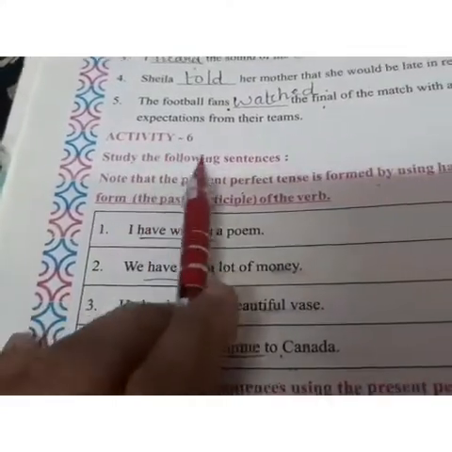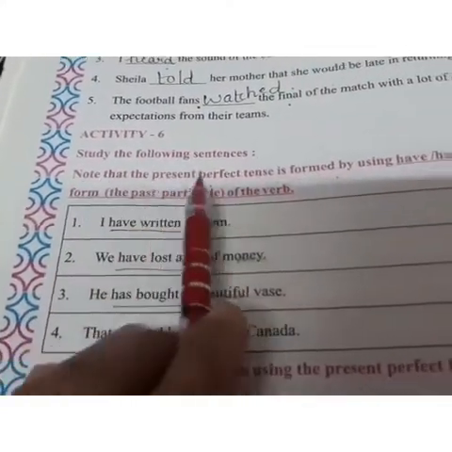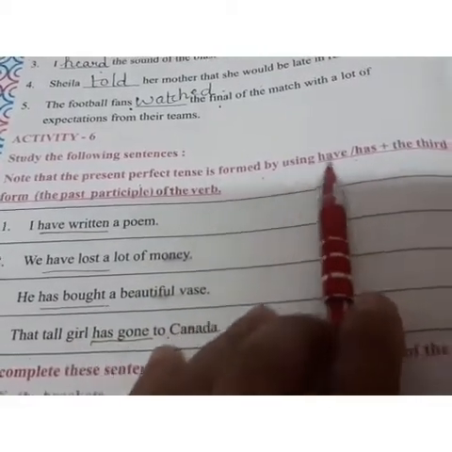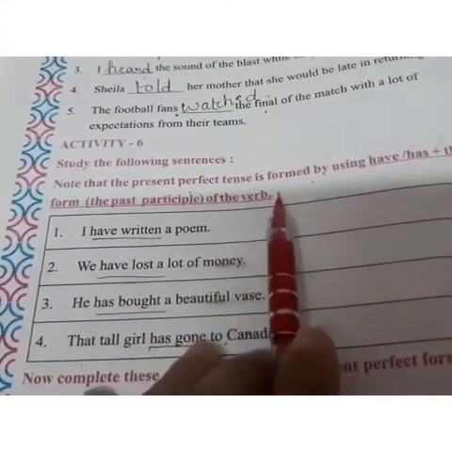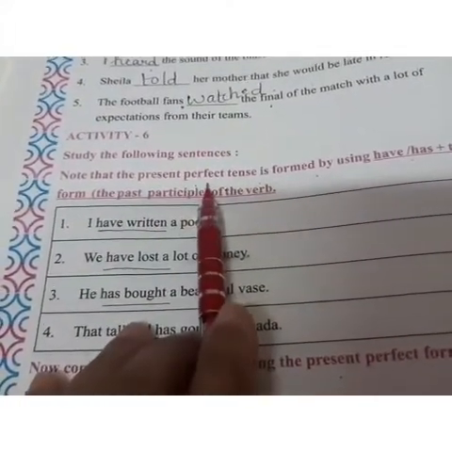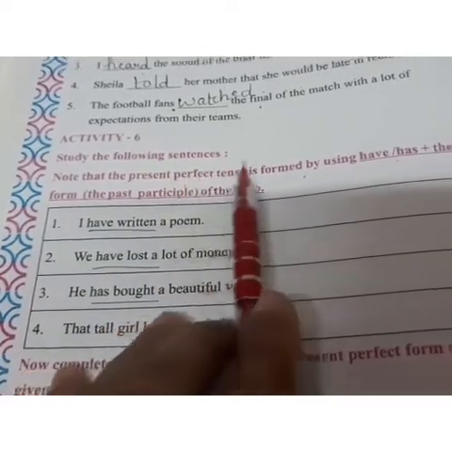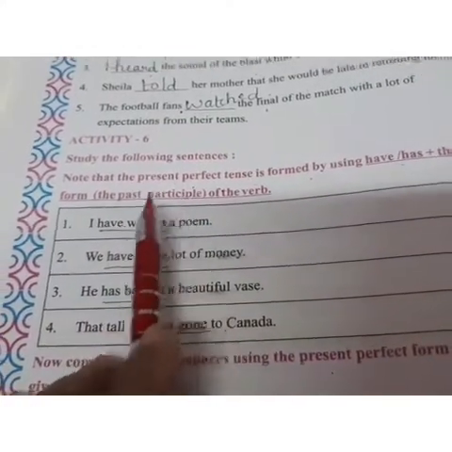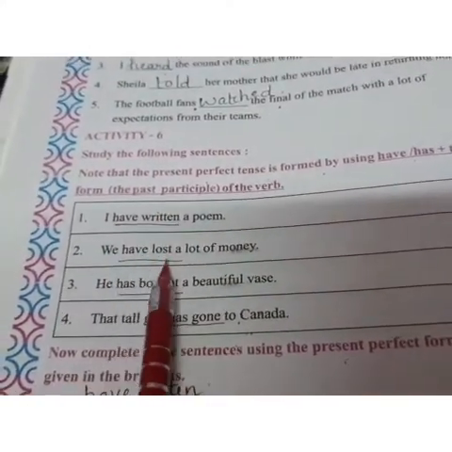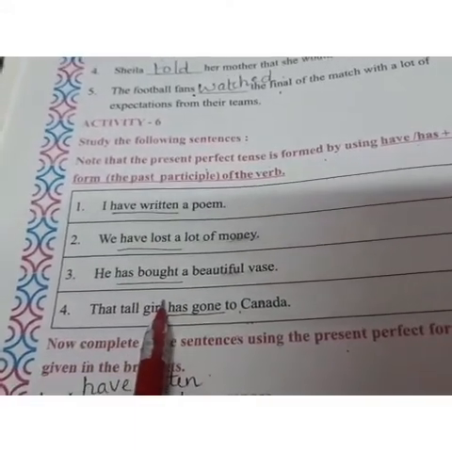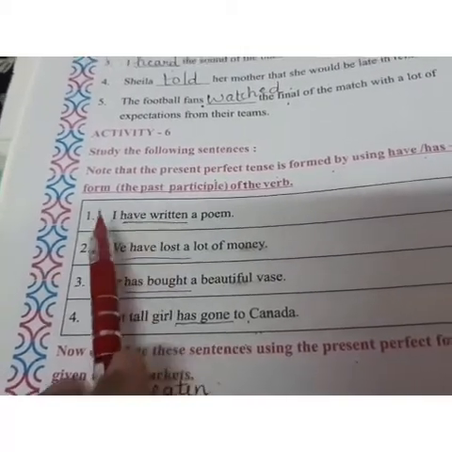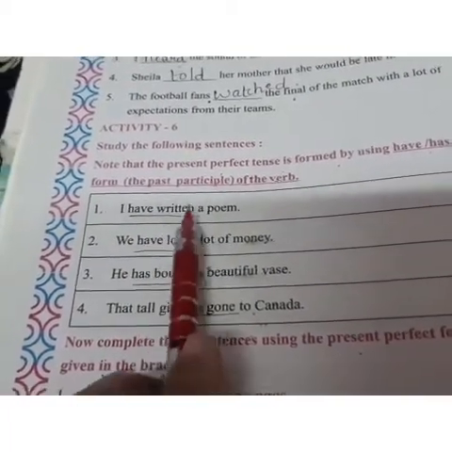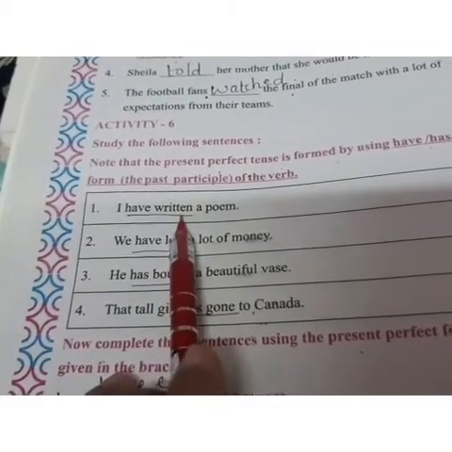Activity 6. Study the following sentences. Note that the present perfect tense is formed by using has or have plus the third form of the past participle of the verb. Now, how is the past perfect tense formed? Present perfect tense is formed by using has or have first plus the third form of the past participle. That means have written, have lost. You can see the verbs that are written here in the past participle. These are the present perfect tense. I have written a poem. The word here, written, is a past participle form.